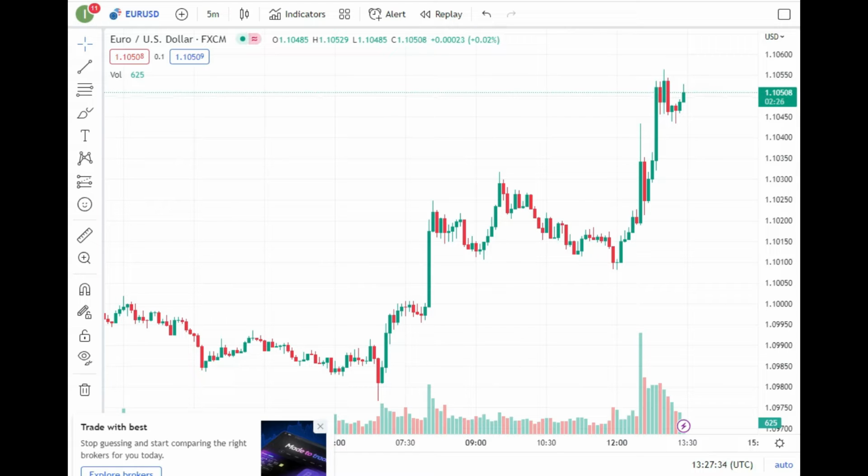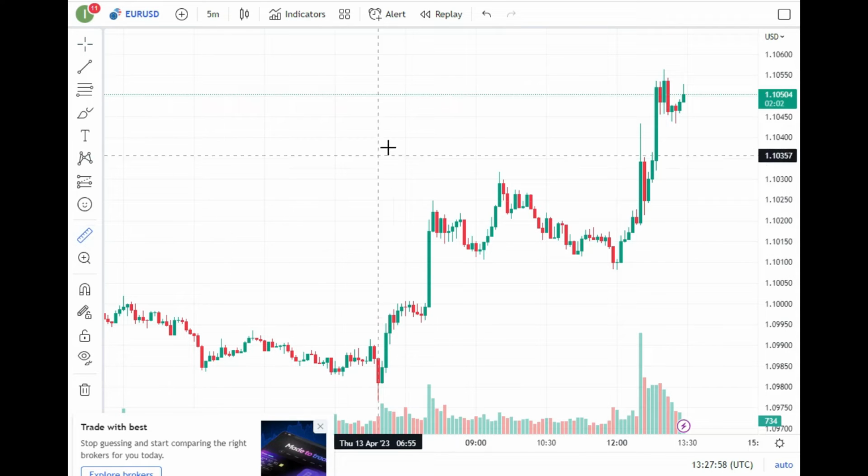If you want to measure the number of pips on your chart, you don't need to calculate in your head. You can, but you can also use a special tool, the measure tool. On the left menu you will see a ruler on the left side. You just press it, this is the measure.